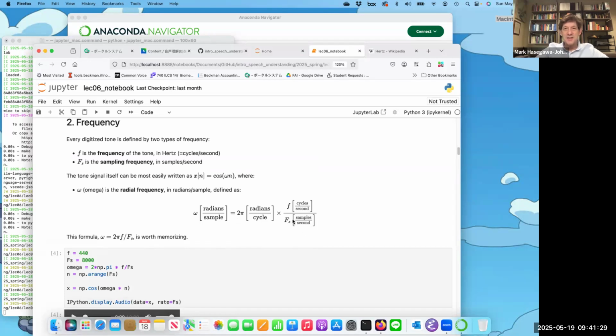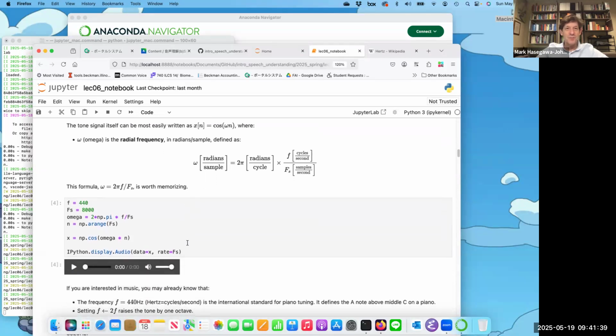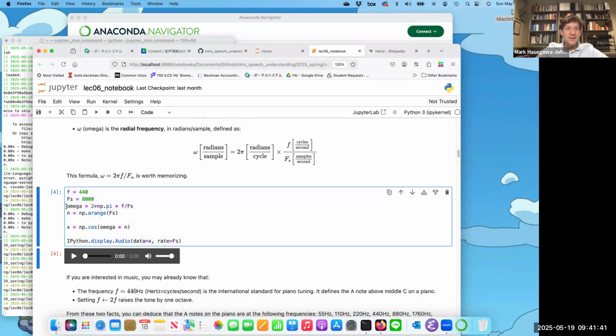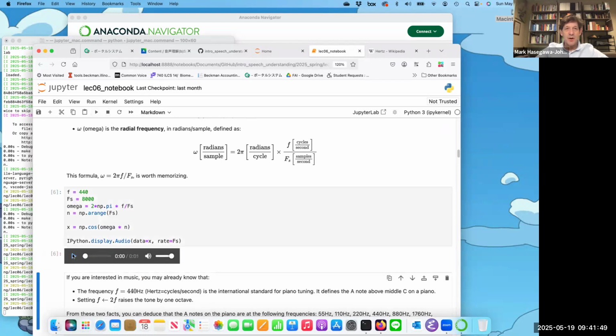It tells you how many radians get moved every sample. And if that number is more than pi, then we have a problem. I'll talk more about that in a few moments. So let's set omega equal to 2 pi f over fs, and then we can just take the cosine of omega times n, and that will give us the same audio signal again.